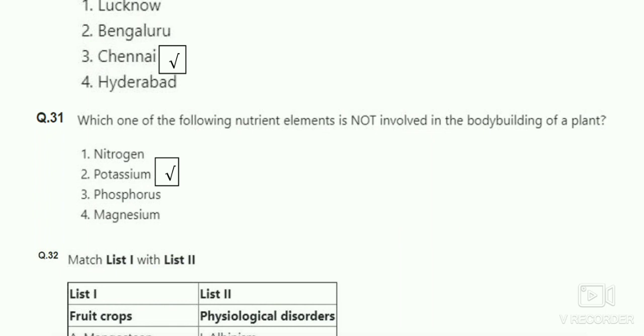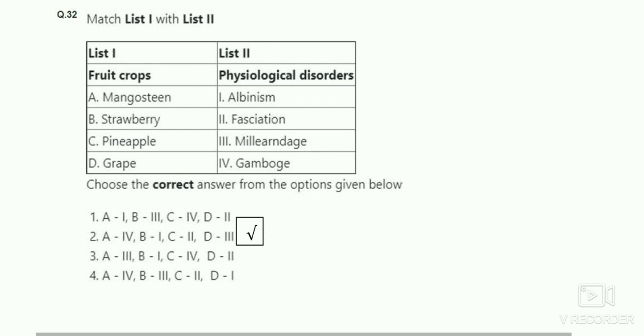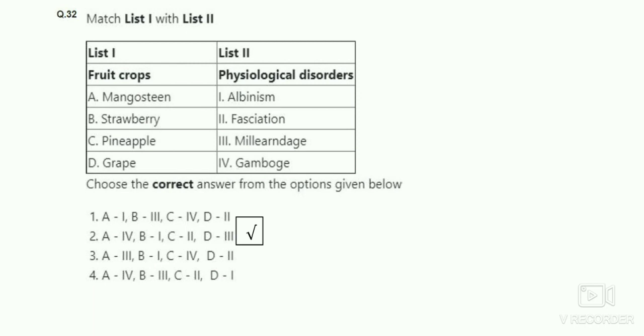Which of the following nutrient elements is not involved in the body building of a plant? So the right answer is potassium, friends. It's a very important question and repeated many times in the exam. So remember that potassium. There is one list and you have to match with their physiological disorder. That is mangosteen, gamboge; then strawberry, albinism; then pineapple, that is fasciation; then grape, that is melindrosis.